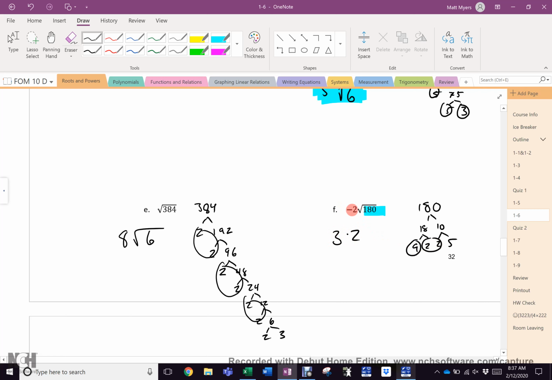What was already out there? Negative 2. What math does a coefficient do? So what do I do with 3, 2, and negative 2? Multiply to get negative 12 root, what did I leave there? 5. And that's it.